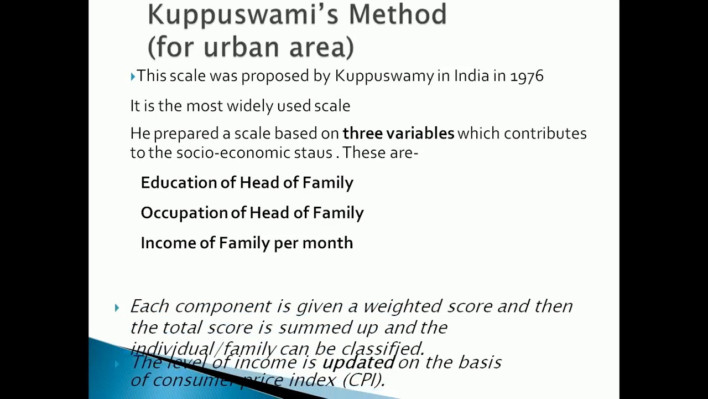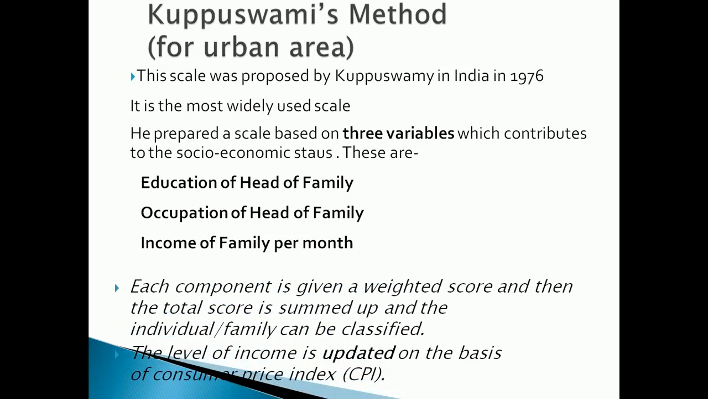Okay, so each component is given a weighted score, and then the total score is summed up, and the individual family can be classified. The level of income is updated on the basis of the consumer price index, the CPI index. That is okay. We will discuss later.